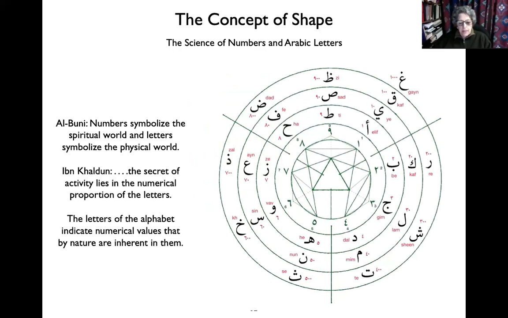But when it comes to our world, not only is it a number, but it also has a letter that corresponds to it. That connects to the Quranic verses and to the divine names and to talismans and many other things. But the letters are part of the physical world, whereas the numbers are part of the spiritual world. Ibn Khaldun said the secret of activity lies in the numerical proportion of the letters. So the proportion of one letter to another in different Arabic words is also very important and significant.